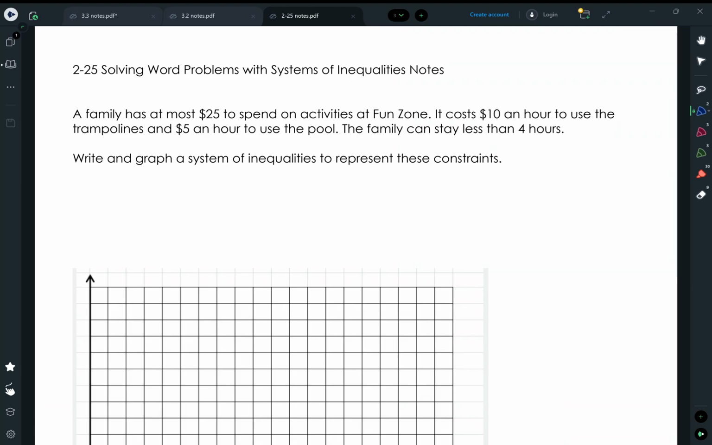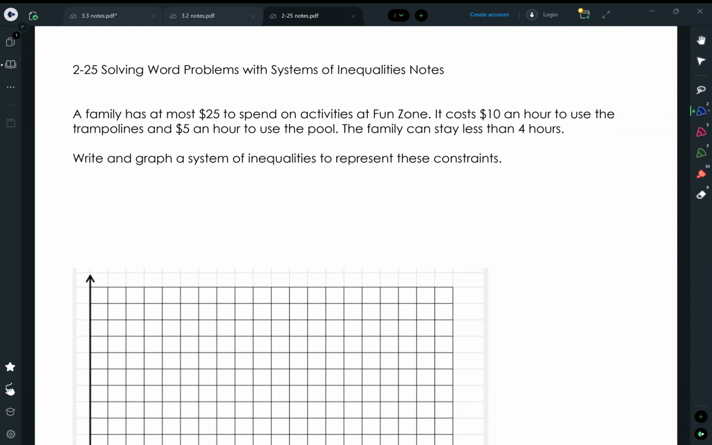So let's see what we have going on here. We've got two different activities. They can use the trampolines, they can use the pool. So it seems like hours on the trampoline and hours on the pool are two different things, right? So the family is going to Fun Zone. They could spend maybe an hour on the trampolines, and then they could spend, it says less than 4 hours, so maybe like 2.5 hours at the pool, right? So they've got that time constraint where they can only stay so many hours, but then they also have a money constraint. Being on the trampolines is more expensive, so they'll have to do less of that.